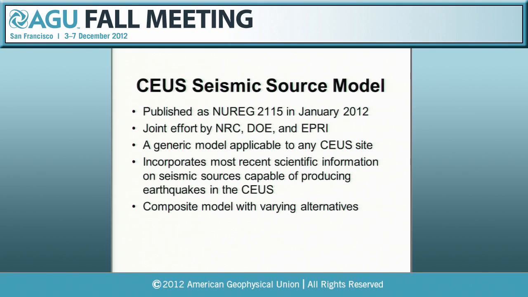The Central Eastern U.S. Seismic Source Model was published in January 2012 and is the result of a joint effort by the NRC, Department of Energy, and Electric Power Research Institute. The model is a regional model applicable to any Central Eastern U.S. sites, and it incorporates recent scientific information on seismic sources capable of producing earthquakes in the Central and Eastern U.S. The spatial distribution of future earthquakes is defined by the geometry of 3 different source zone types: sources of repeated large magnitude earthquakes, called RLMEs, maximum earthquake source zones, and seismotectonic zones.